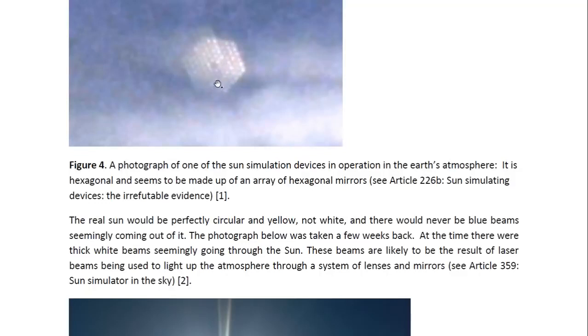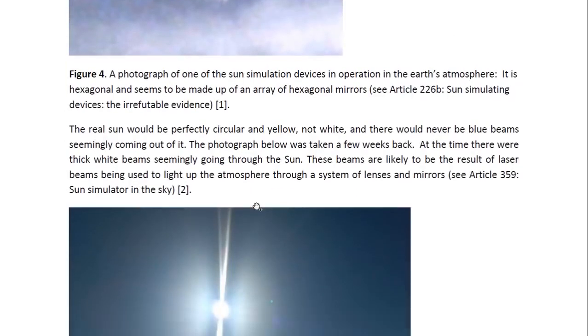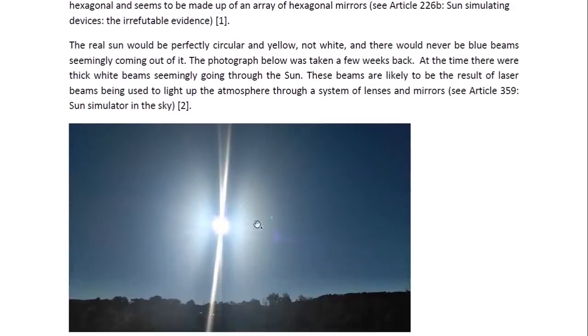So this is most likely the type of device that is being used to produce these sun simulators, or at least it's part of the system that is producing them. Now, the real sun would be perfectly circular and yellow, not white, and there would never be blue beams seemingly coming out of it. The photograph below, which you can see here, was taken a few weeks back.